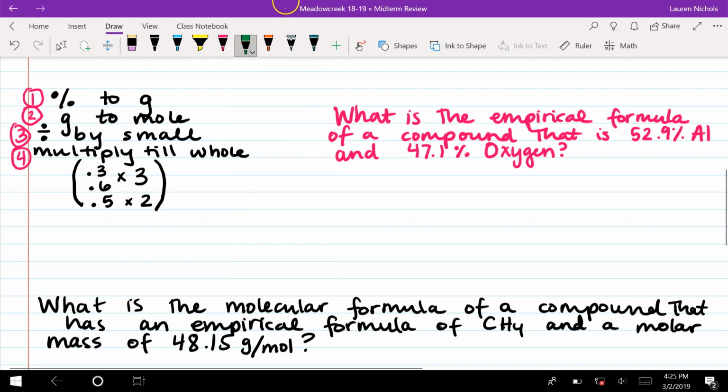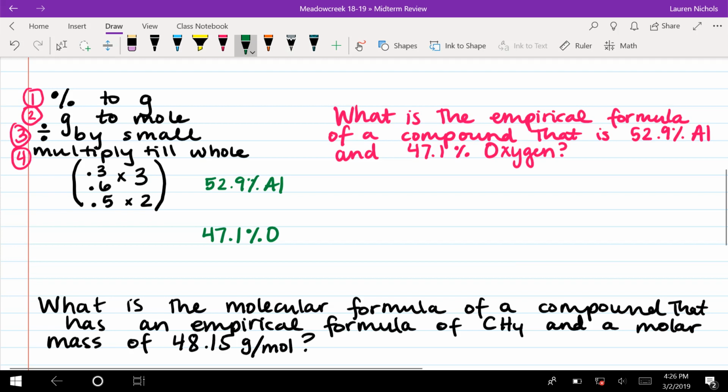And so if we're going to solve this, what you do is you take your percentages. This says, what is the empirical formula, so we know we're looking for the simplified or reduced version of a compound that is 52.9% aluminum and 47.1% oxygen. We just follow our steps, and this will allow us to determine the subscripts that make up our empirical formula.